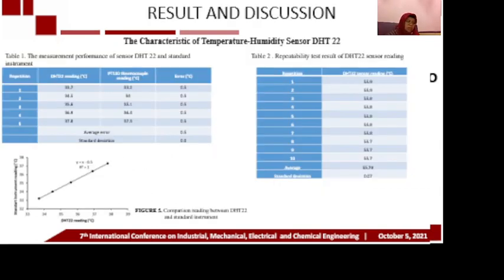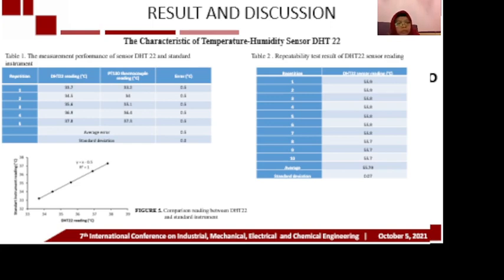And the result and discussion. The sensor used is DHT22 and the data was obtained from 5 times of observation. Temperature range 33 to 37. Table 1. The measurement performance of sensor DHT22 and standard instrument. The sensor reading has a different value compared with the standard measurement. The average error of the sensor is 0.5 with a deviation of 0. So, to increase the accuracy, correction of the different value reading is needed. Can be seen in Figure 5.